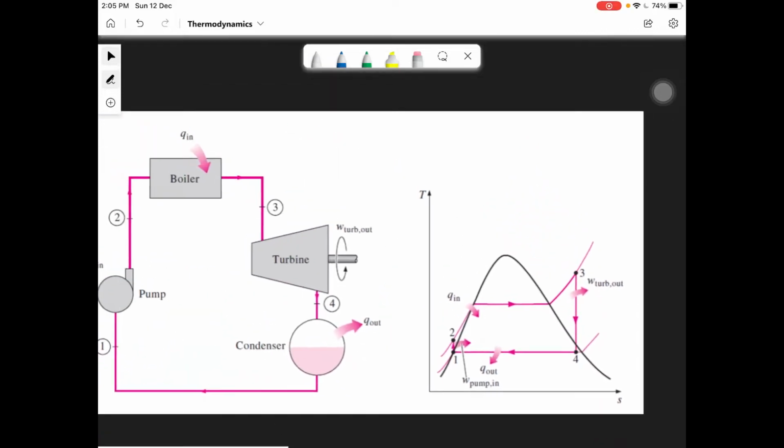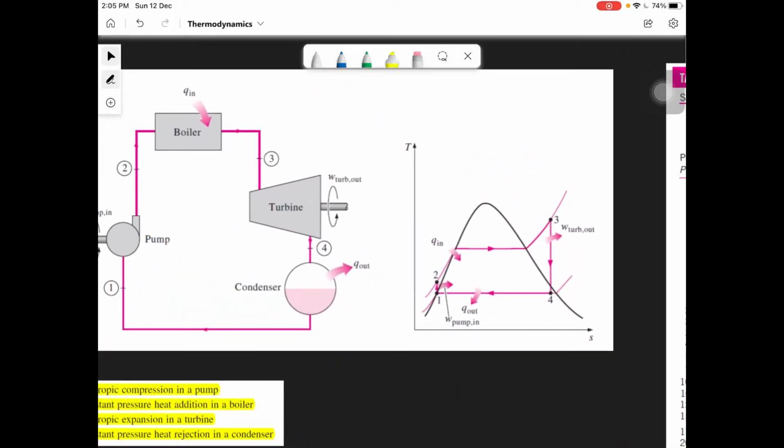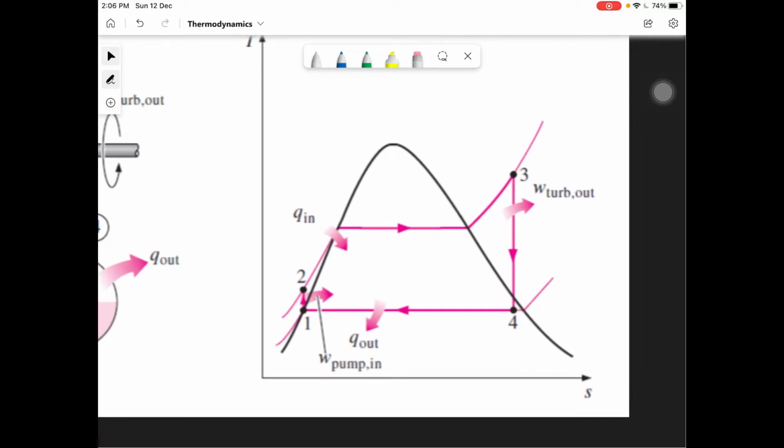Hi, welcome. Let's begin with Rankine cycle. Why is Rankine cycle important? It is used in coal-powered and nuclear-powered turbine power plants. So let's discover the basics of Rankine cycle.